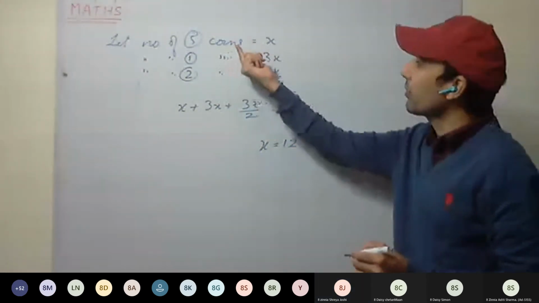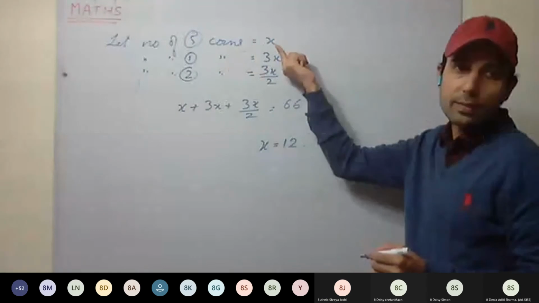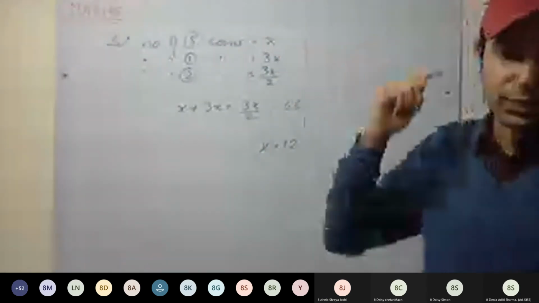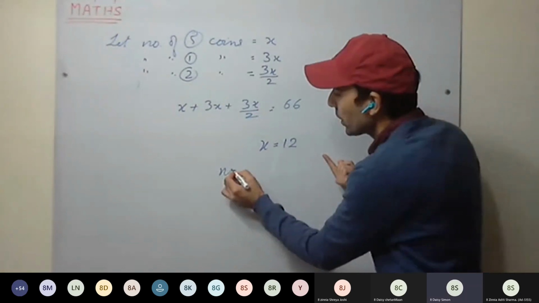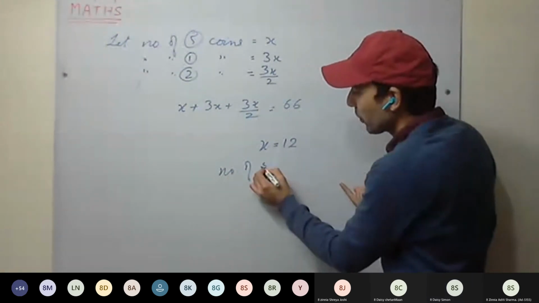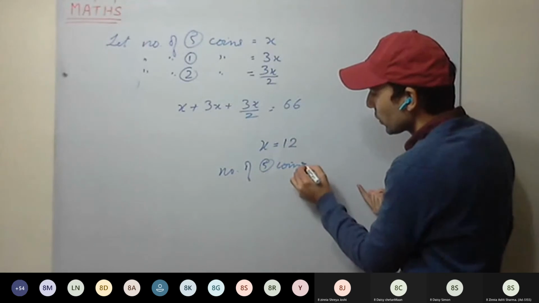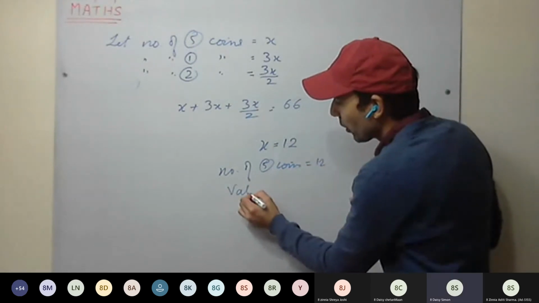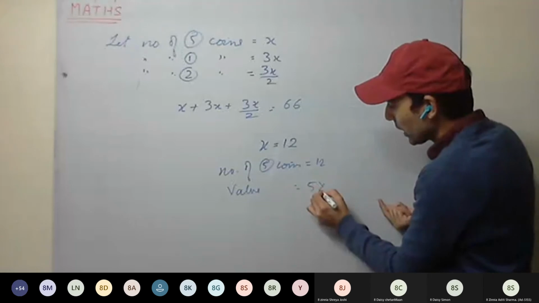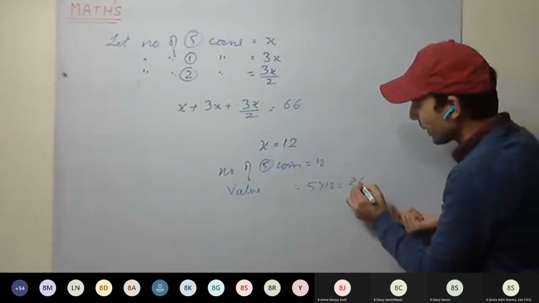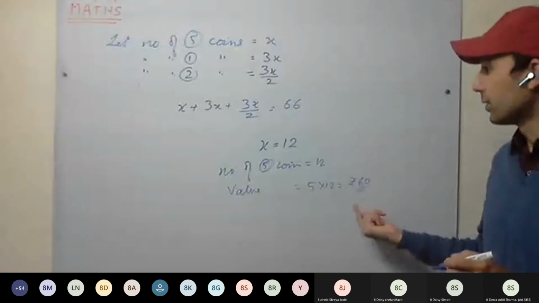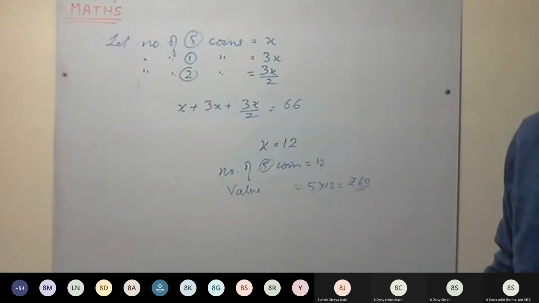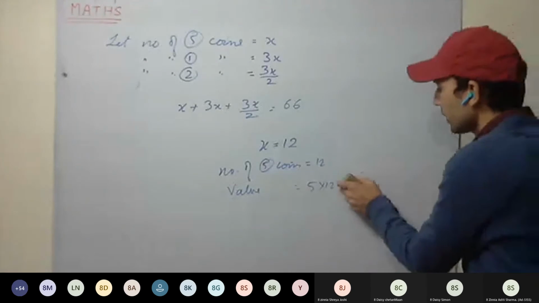It means how many 5 rupee coins are there? 12. And what is the question asking? The value of the 5 rupee coins. So the number of 5 rupee coins is 12, and the value is 5 into 12, which is 60. It will be 60 rupees. Always put the unit. Understood now? Any doubt? Yes, sir.